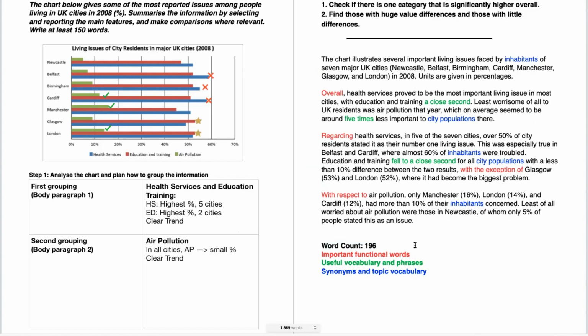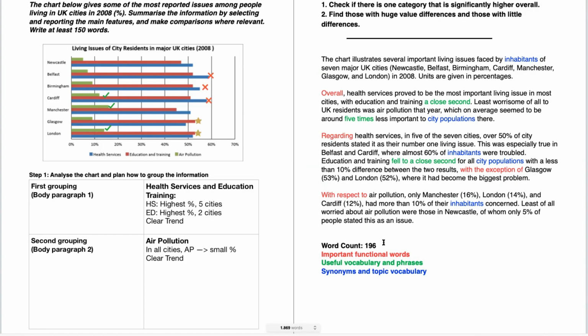Our coherence and cohesion, just like our other two examples, is very clear thanks to our outline and the way we've organized everything. It's very clear. And our lexical resource and grammar is highlighted in these color codes. Note how I used the past perfect. So whenever you can, try to use as many grammatical forms as possible.